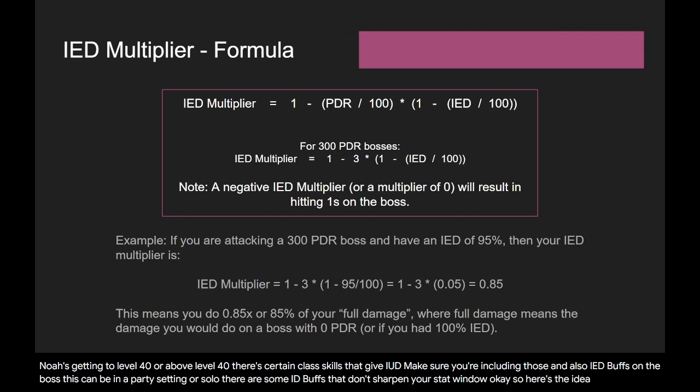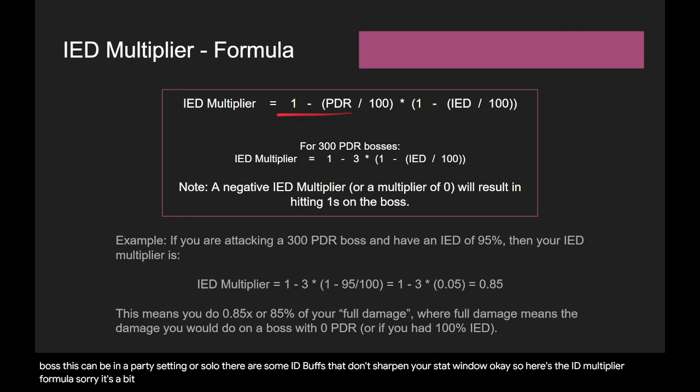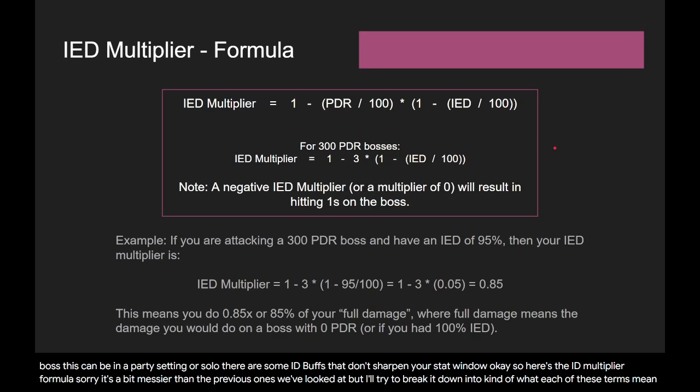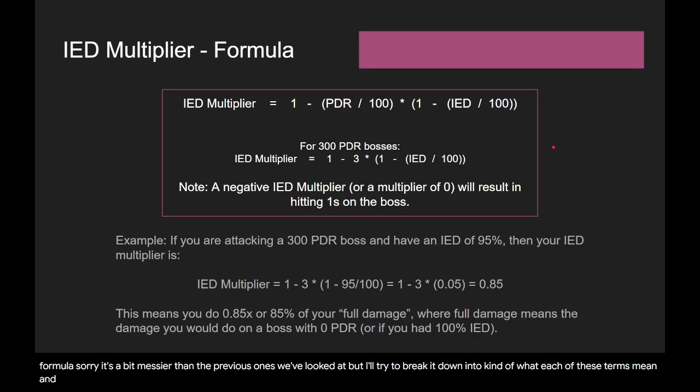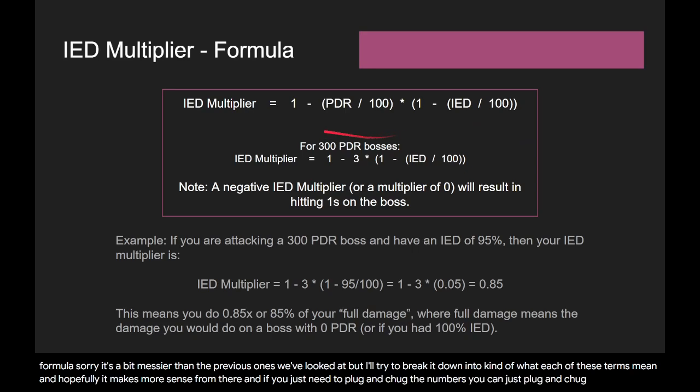Okay, so here's the IED multiplier formula. Sorry, it's a bit messier than the previous ones we've looked at, but I'll try to break it down into what each of these terms means, and hopefully it makes more sense from there. And if you just need to plug and chug the numbers, you can just plug and chug the numbers. So what does this IED multiplier look like?